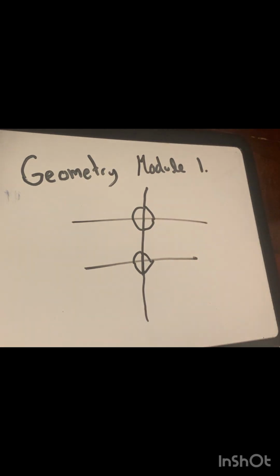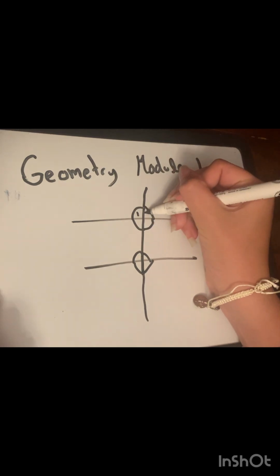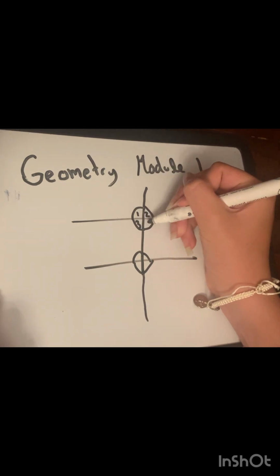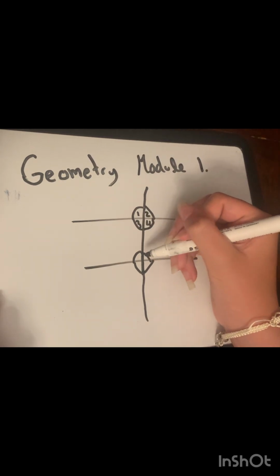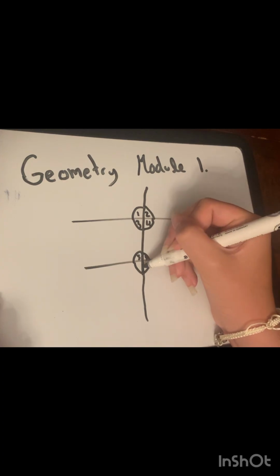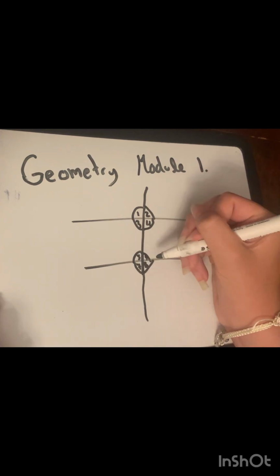I'm going to color them in just so you guys... actually, no, I'm going to put numbers. This is 1, this is 2, this is 3, this is 4, this is 5, 6, this is 7, this is 8.